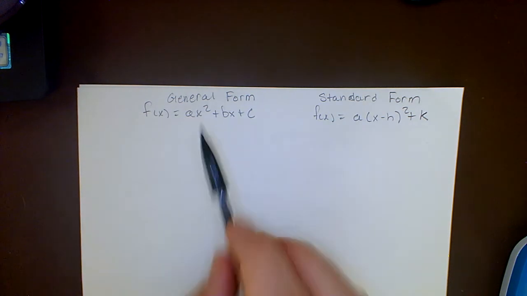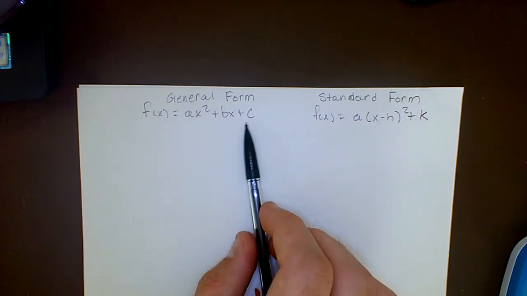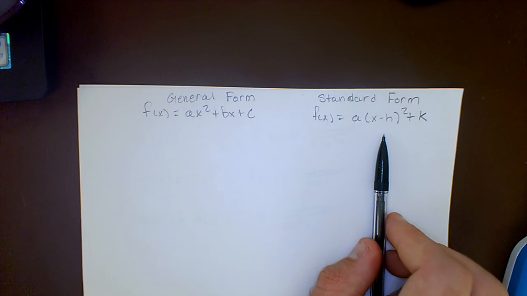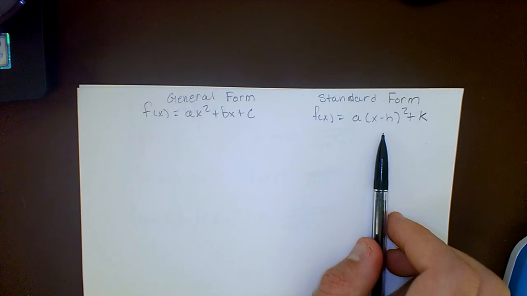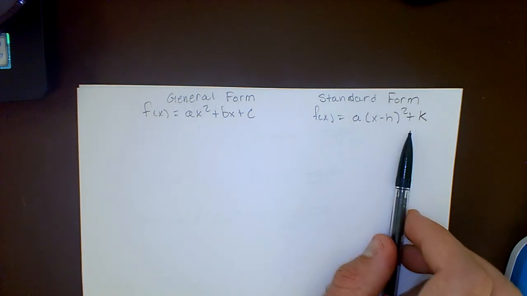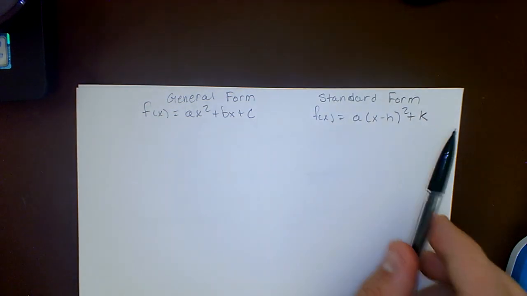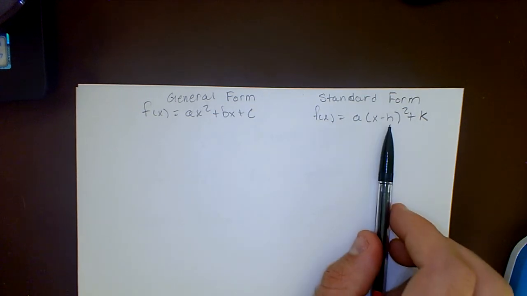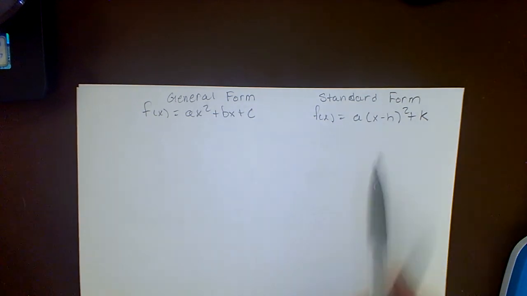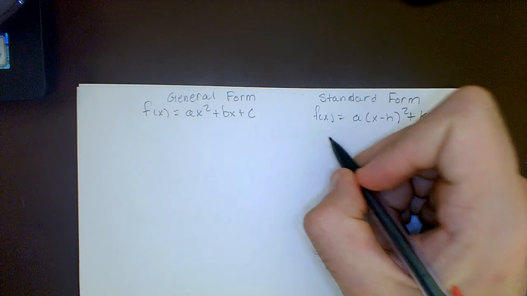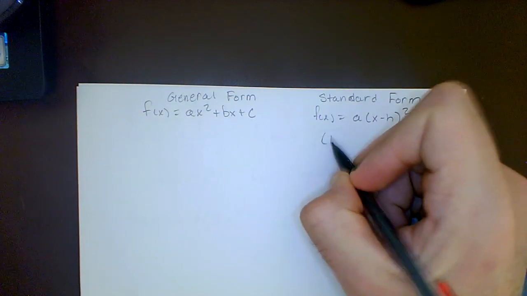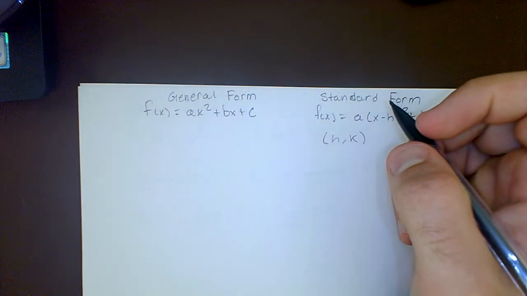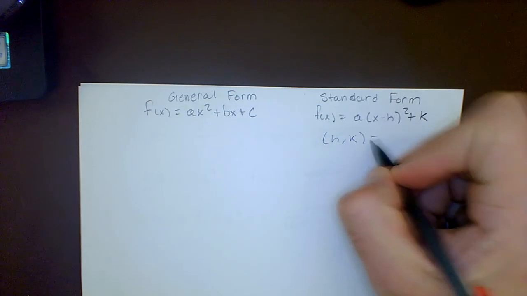Later in the chapter we'll learn how to take a function in general form and transform it into standard form. If you have a function in standard form, it's much easier to graph, because it turns out that this h and this k is what we call the vertex of our parabola. So we have h comma k is called the vertex.